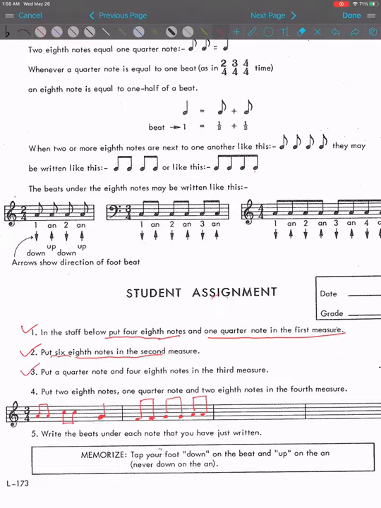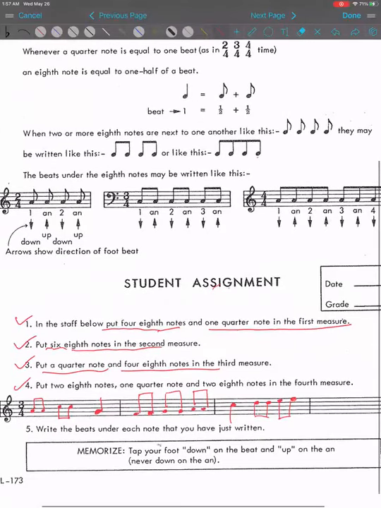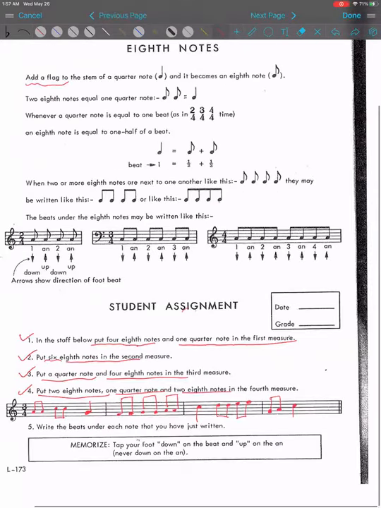Number 3, put a quarter note and 4 eighth notes in the third measure. 1 quarter note and then 4 eighth notes. 1, 2, 3, 4. I'm going to put them like that. Number 4, put 2 eighth notes, a quarter note, and 2 eighth notes. So 2, G, A, C, and then I'm going to write 2 more eighth notes like this.